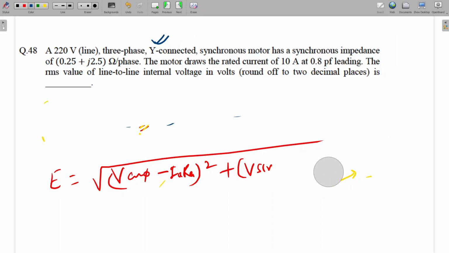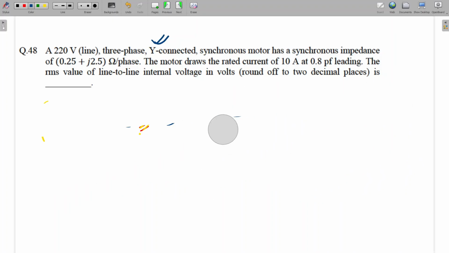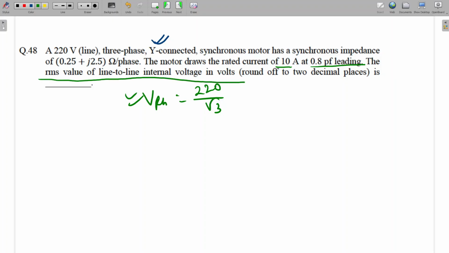First we will calculate the phase voltage. Whatever voltage is given in the question will be the line voltage. So V phase will be 220 by root 3. This will be the phase voltage. And this information is given: 10 ampere rated current is drawing and the power factor is 0.8 leading. So the RMS value of the line to line voltage. How can we calculate the phase voltage first?